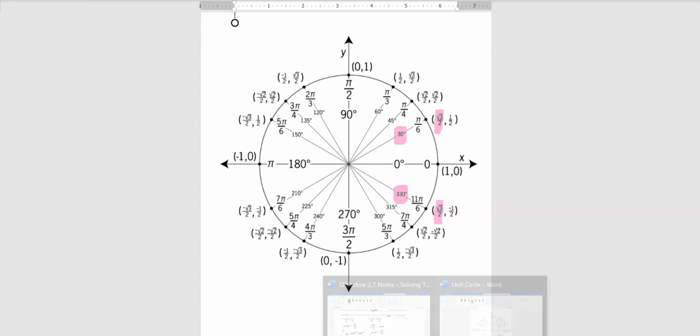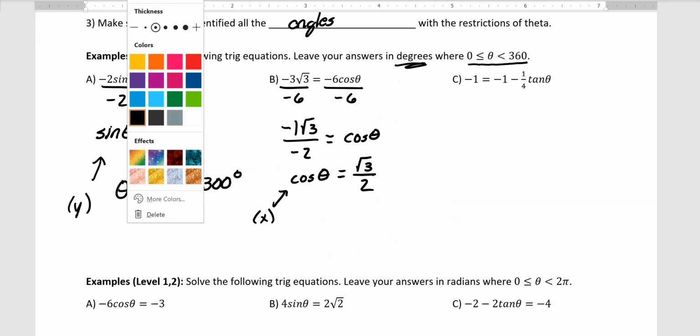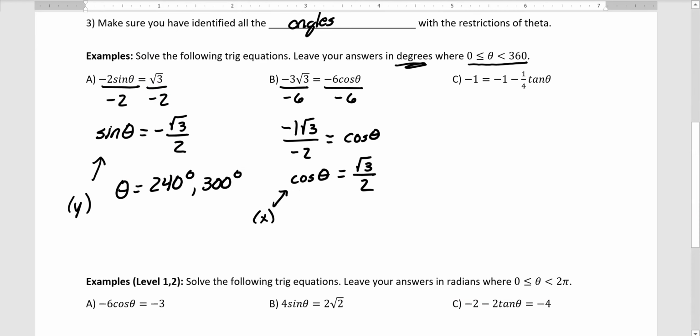So let's go back to our equation here. We would say that theta equals 30 degrees and 330 degrees. There are two solutions. Awesome.